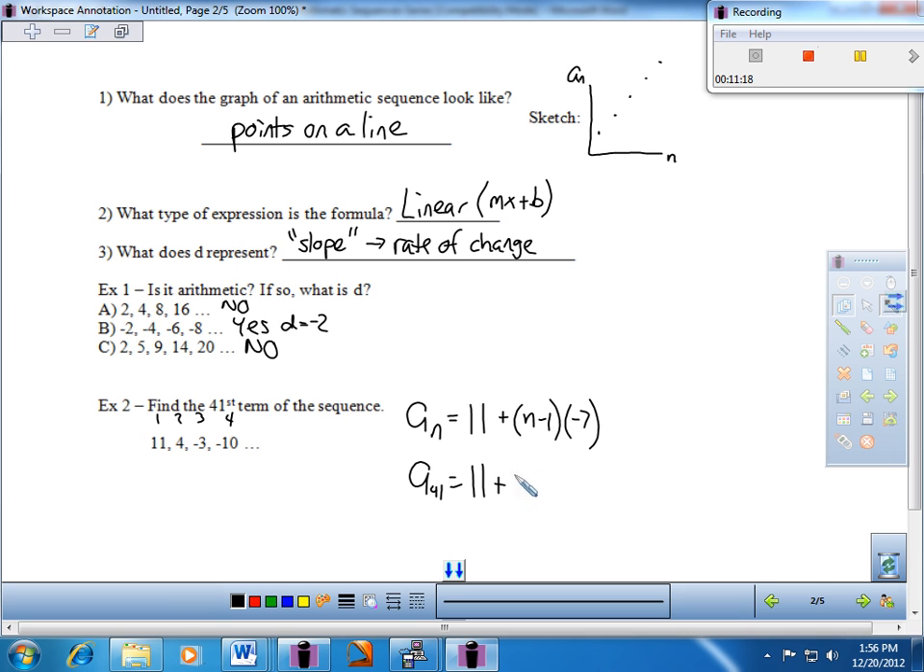But the bottom line here is, if I want the 41st term, all I have to do is start with 11 and take 40 d's. So 41st term means n minus 1 is 40, so 40 -7's on top of it. And all you have to do is 11 plus, looks like -280, and there's my answer. So if I was to continue this out, 5th term, 6th term, 7th term, etc., all the way to the 41st term, I would be at about -269. Wonderful.